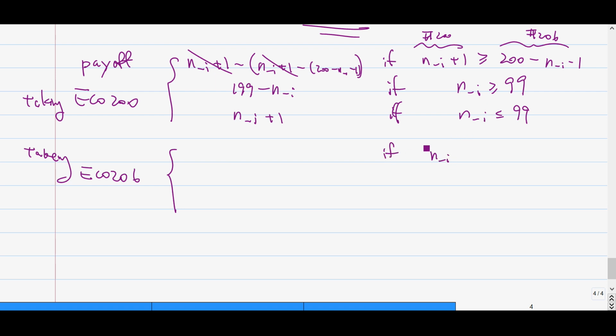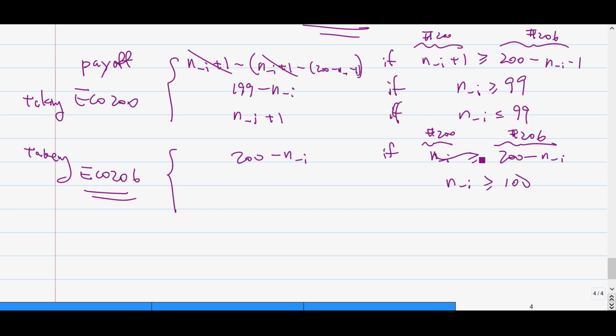Similarly, we do it for the other one. How many people are there in the other class? Because I am now taking 206, there are only n minus i people taking 200. If this is larger, that course is harder, so my course is easier. 206 is easier, so 200 minus n minus i is the number of people taking 206. So my payoff is, again, just the number of people in my class, which is this. Maybe we should simplify this, so this gets to n minus i being larger than or equal to 100. Let me cross this out.